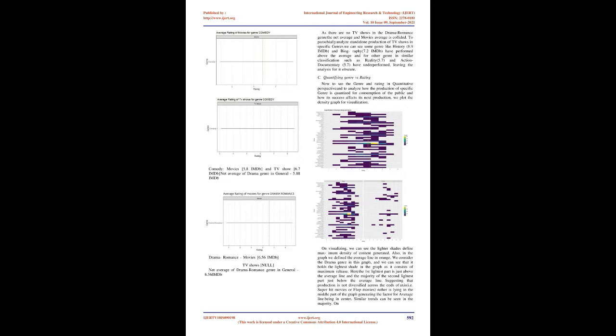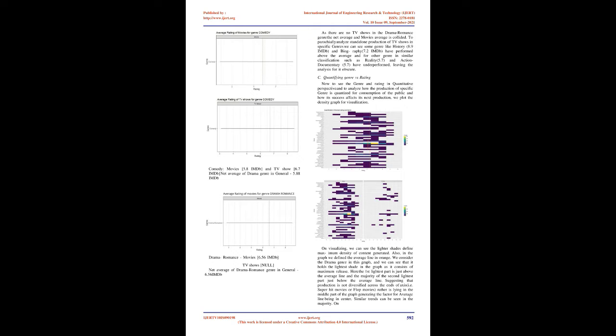Now to see the genre and rating in a quantitative perspective and to analyze how the production of specific genres is quantized for consumption of the public and how its success affects its next production, we plot the density graph for visualization. On visualizing, we can see the lighter shades define maximum density of content generated. Also, in the graph we define the average line in orange. We consider the drama genre in this graph, and we can see that it holds the lightest shade in the graph as it consists of maximum releases.